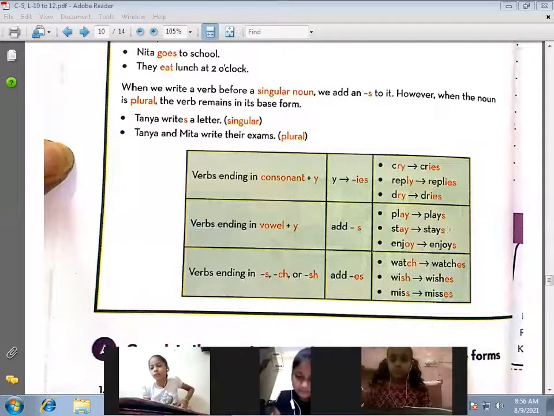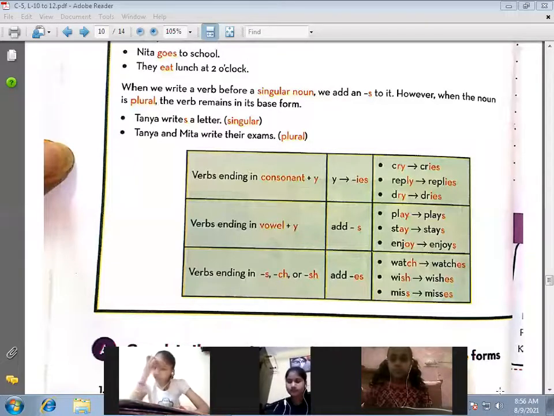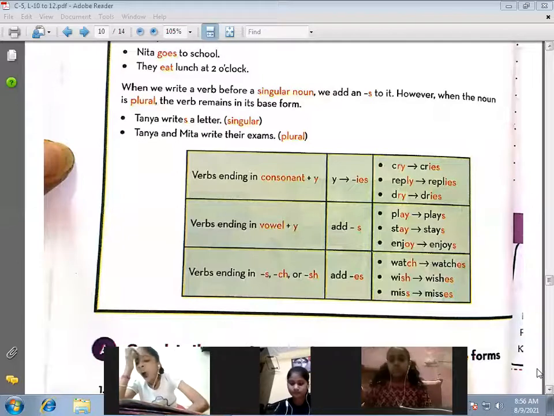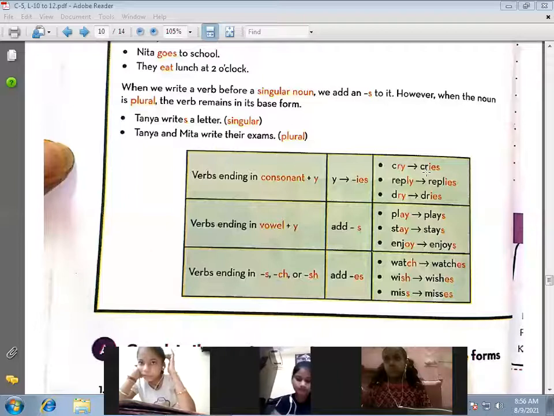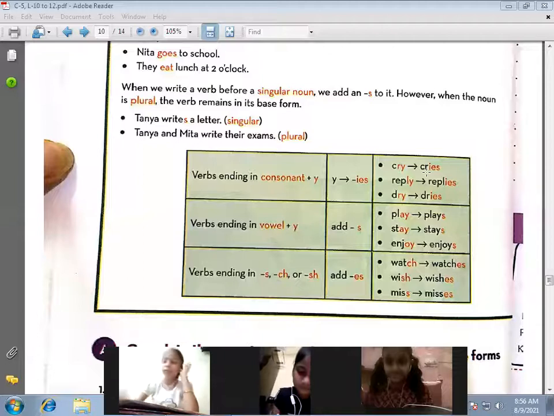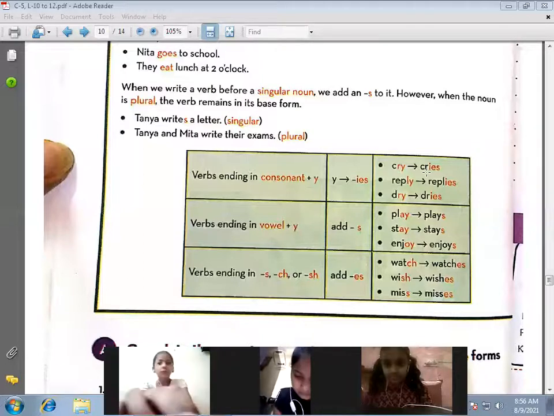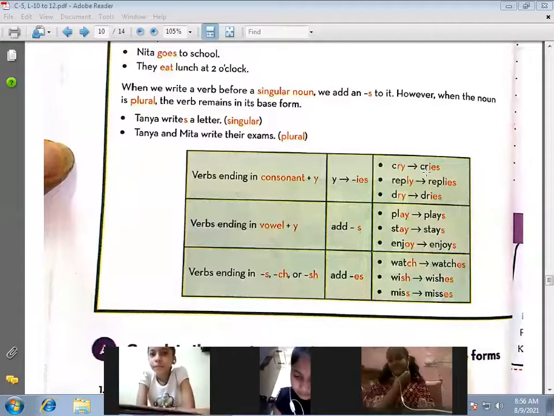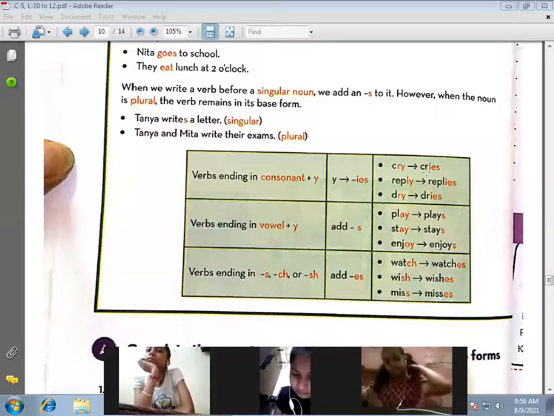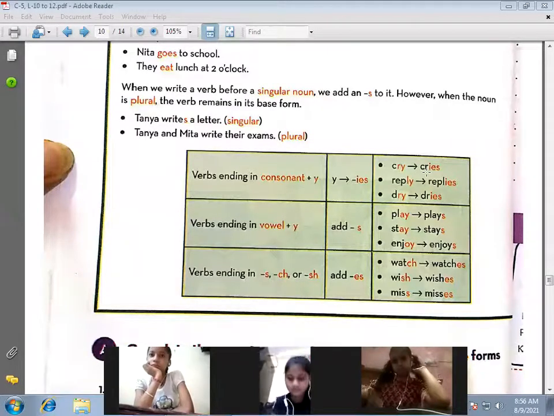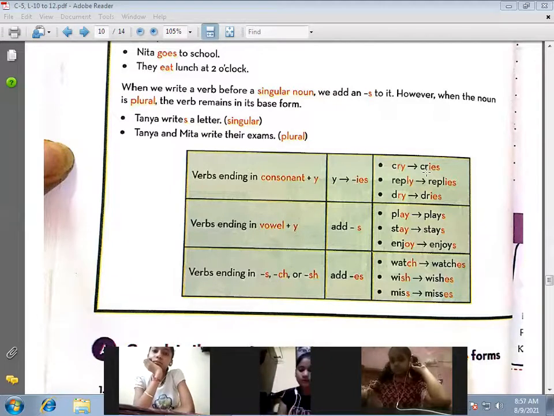So let's learn a few rules here. Verbs ending in consonant plus y. So the verb which ends with a consonant and there is y at the end of that verb, what we do, we remove the y, we change the y into i and then add es. Like cry will become cries. Reply will become replies. Dry will become dries. Here what we are doing, we are changing the y into i and then we are adding es.